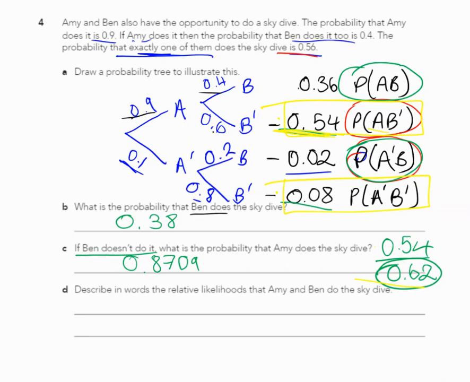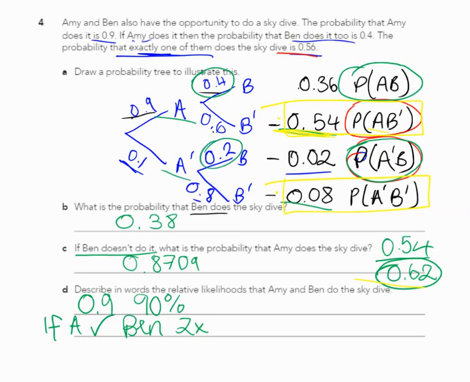So the chance that Amy does it is 0.9, so a 90% chance that Amy will actually do it. If she does do it, then Ben is 2 times more likely to do it as well, than if Amy doesn't go. Because if you compare here, you've got 0.4 that Ben will do it if Amy does it, compared to 0.2 there if Amy doesn't do it.